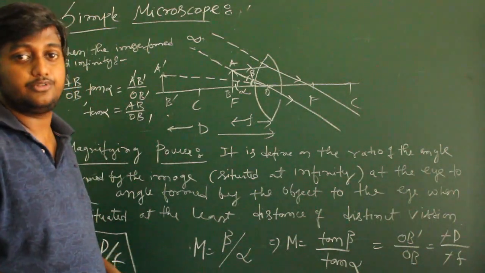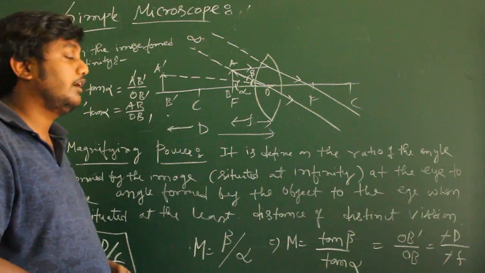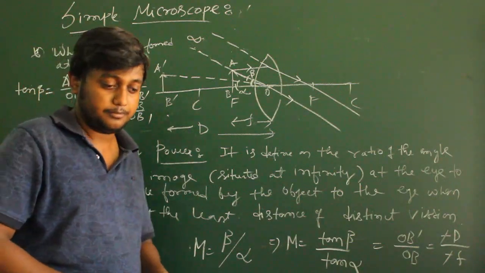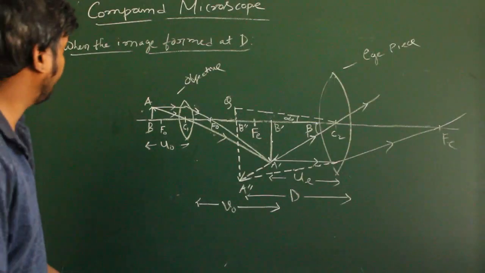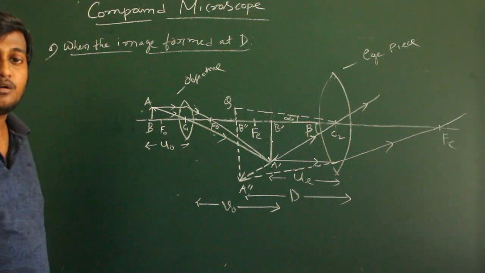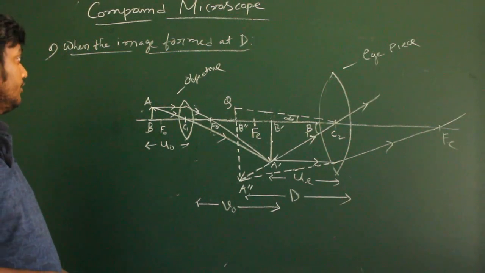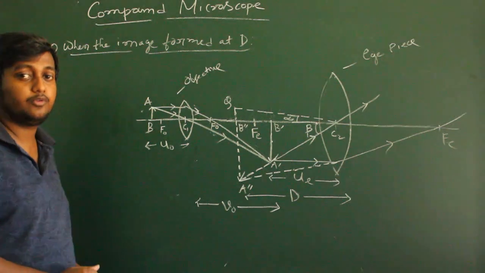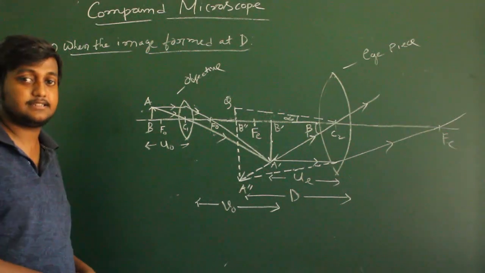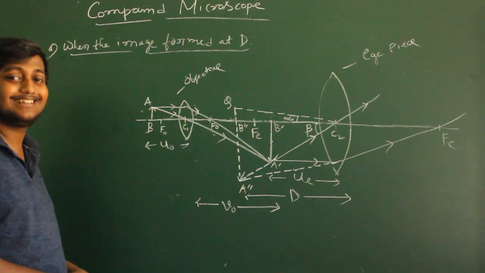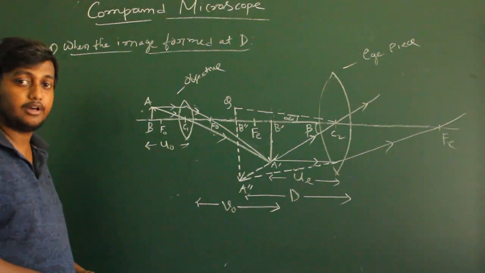We have discussed the two cases. Now we will discuss the compound microscope. In the case of a compound microscope, we use two convex lenses of different focal lengths.